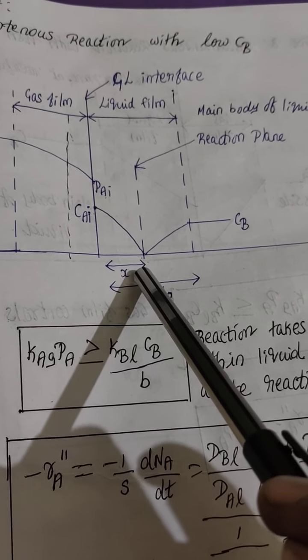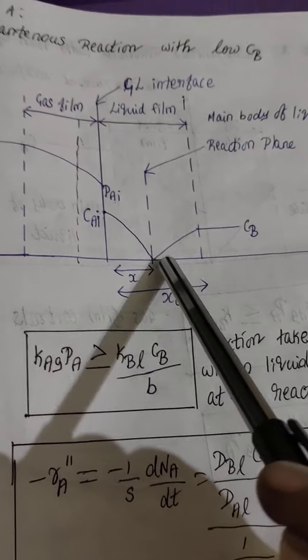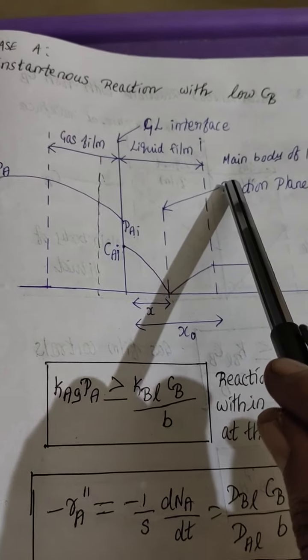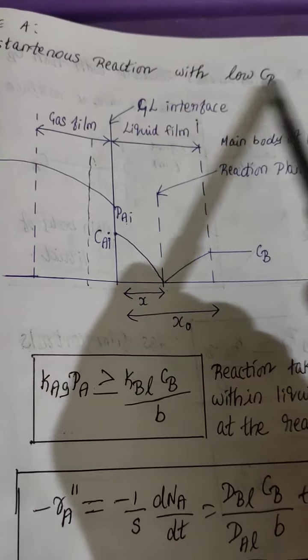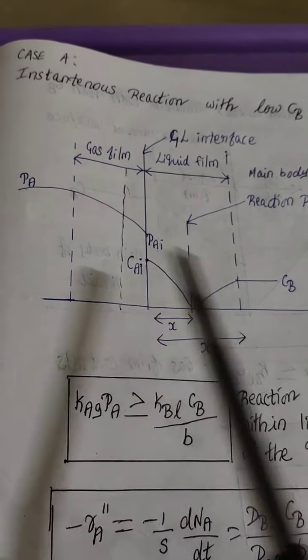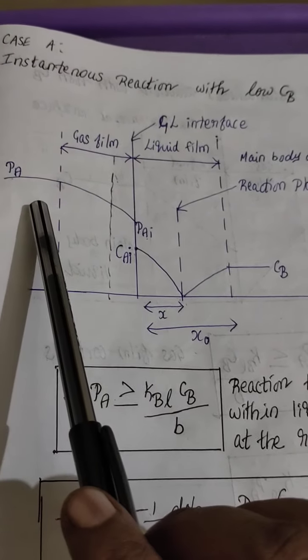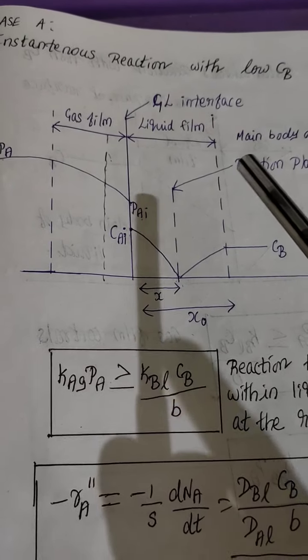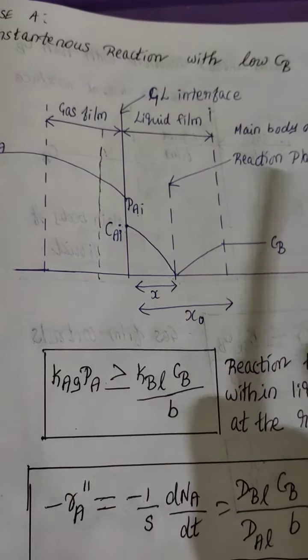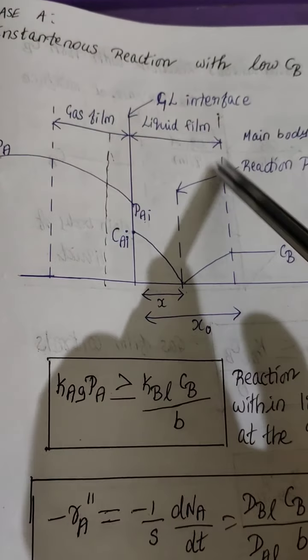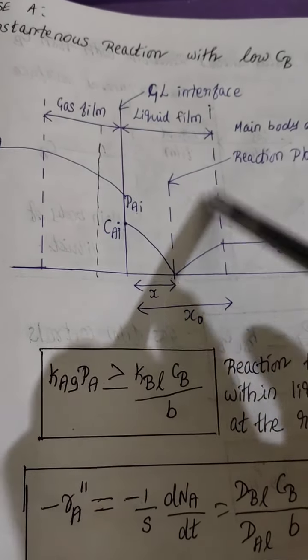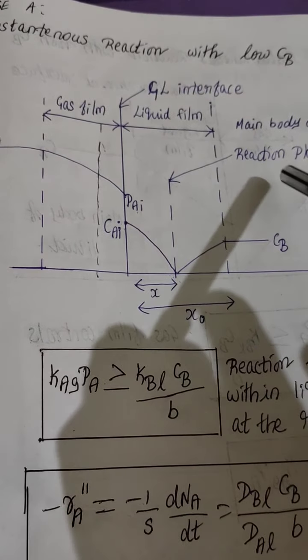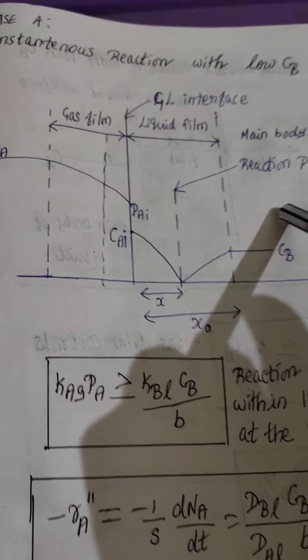So you can say that the liquid film controls for instantaneous reaction with low CB. And here we have mentioned it is low CB. So in the profile diagram you can observe that the concentration of B is lower than the pressure pA. So it is low CB. And what is an instantaneous reaction? An instantaneous reaction is a reaction which takes place at a very fast rate. Since the reaction is taking place at a very fast rate, all the reaction will take place within this liquid film itself. It will not cross into the main body of the liquid.